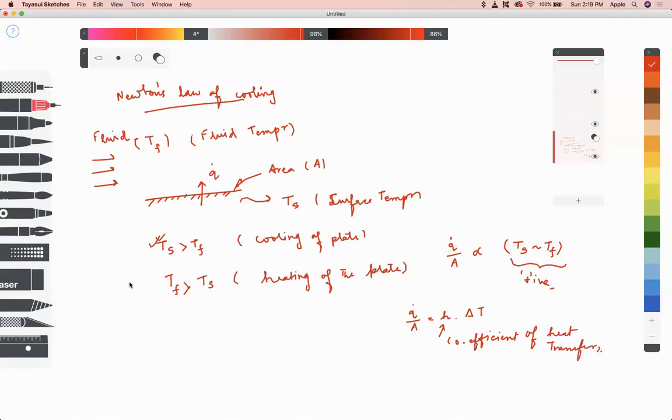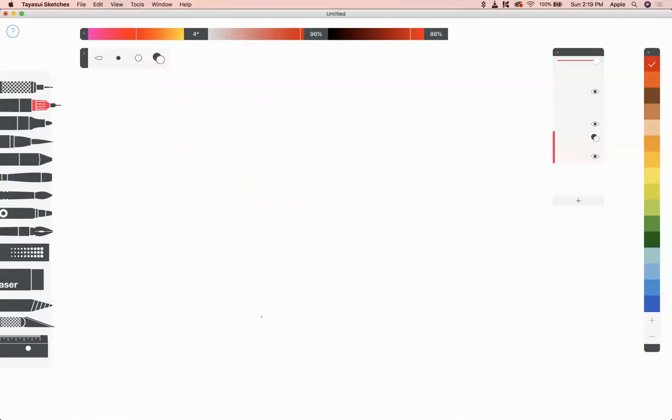All right, and again we can very easily find out the unit for this particular parameter. Let me write it again: q dot by A is equal to h into delta T. So here, this is watt per meter square, the unit of this one, and the unit of this one is degree Celsius or Kelvin, whatever you want to write.